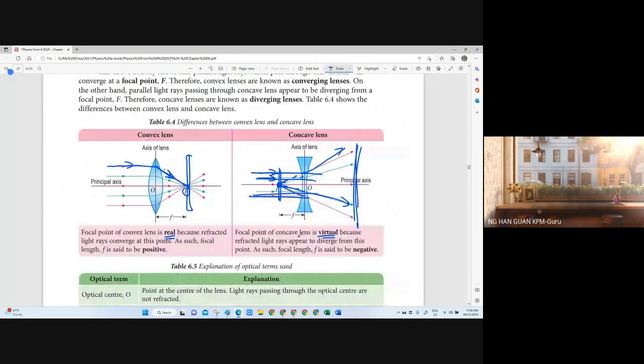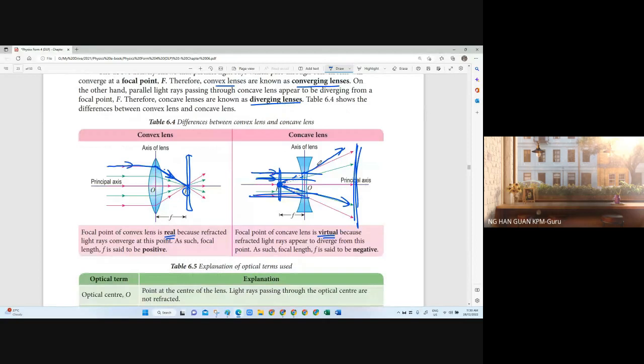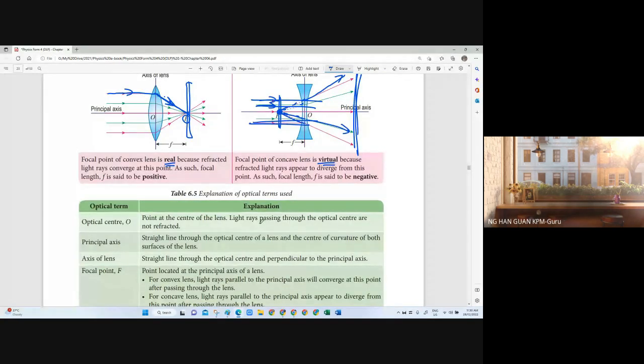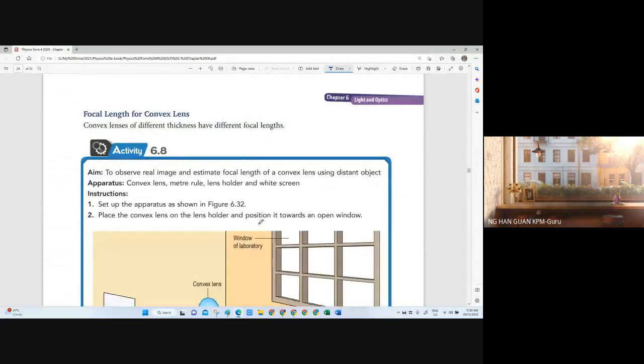Okay. So that's why we call the convex lens a converging lens, because it converges the light to a point. And the concave lens, we call it a diverging lens because it diverges light from a point, before the lens, right? So that is how we understand converging and diverging lenses, and also the meanings of real and virtual. Okay.